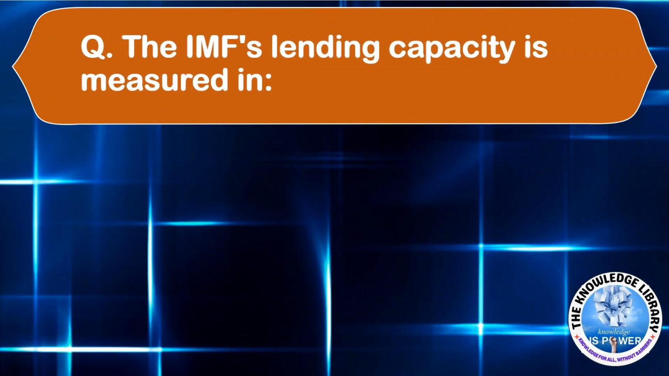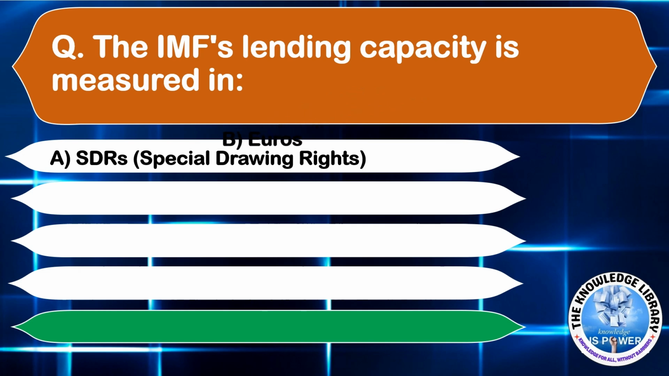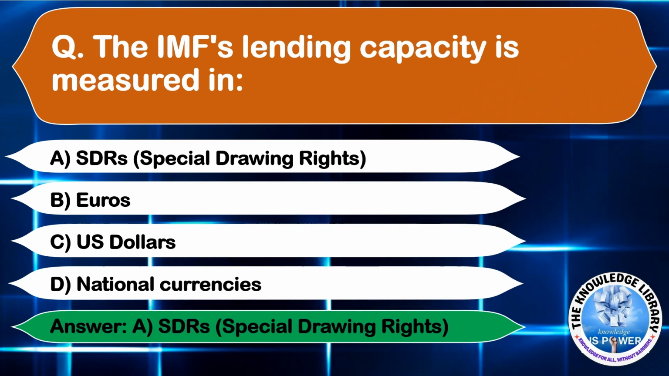The next question is, the IMF's lending capacity is measured in option A, special drawing rights. Option B, euros. Option C, US dollars. Option D, national currencies. Answer is option A, special drawing rights.